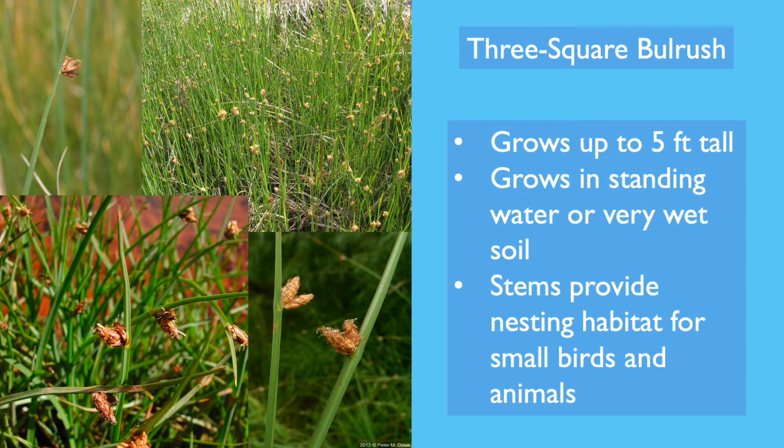3-square bulrushes grow up to 5 feet tall. They have smooth, strong stems in the shape of a sharp triangle and small clusters of 1 to 8 oval spikelets near the top of the stalk. Spikelets are fruits with bristles. Their leaves grow near the base, and 3-square bulrushes grow in standing water or very wet soil. Birds really love the seeds, and the stems provide nesting habitat for blackbirds and marsh wrens and shelter for other small animals.